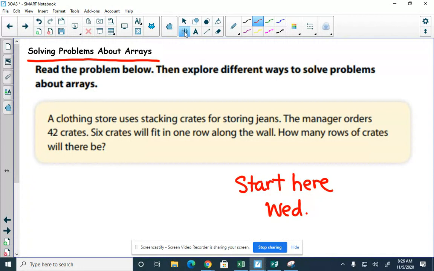A clothing store uses stacking crates for storing jeans. The manager orders 42 crates. 6 crates will fit in one row along the wall. How many rows of crates will there be?